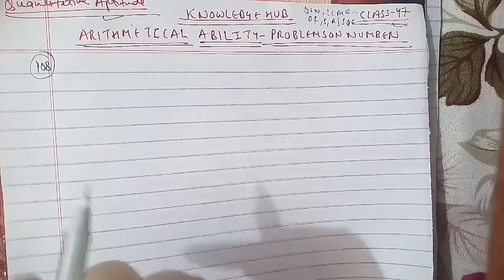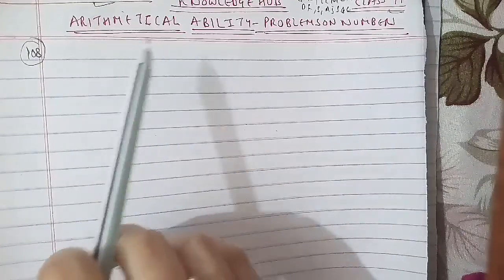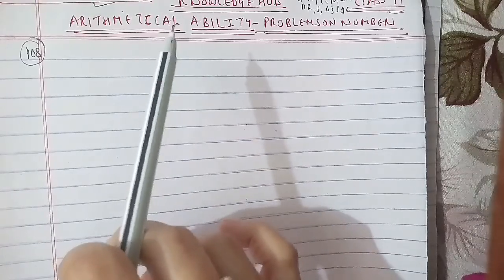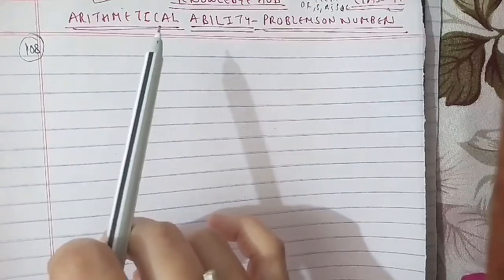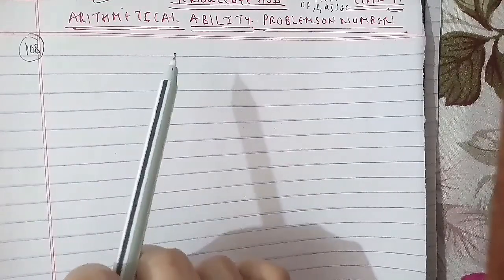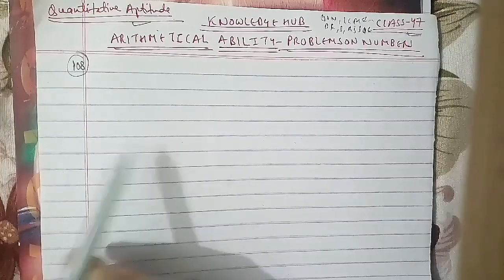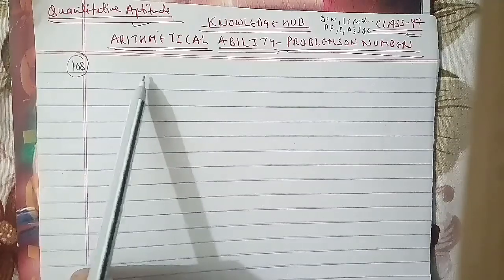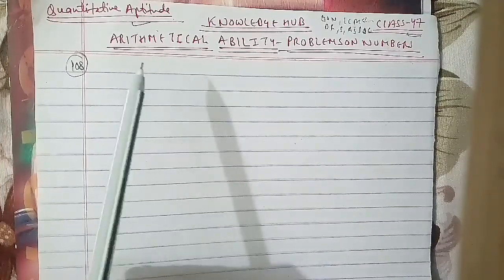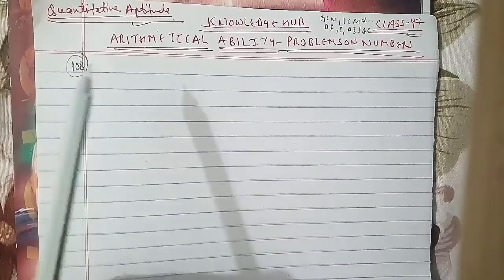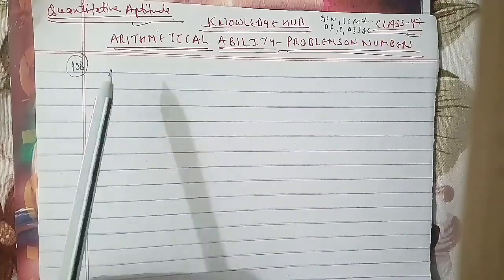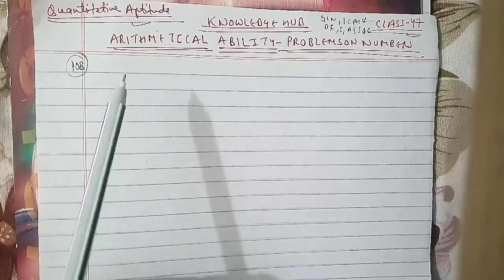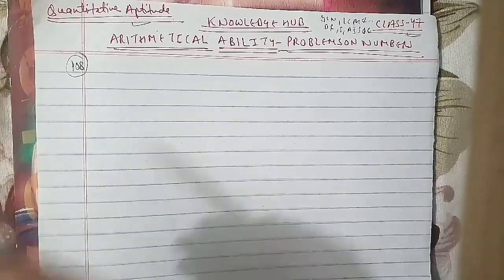The question is: the sum of three numbers is 136. If the ratio between the first and the second is 2:3, and that between the second and third is 5:3, then the second number is what? The options are 40, 48, 60 and 72. So let's go ahead.